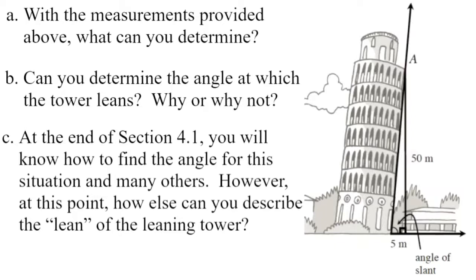So if we look at rise over run, we've got a rise of 50 and a run of 5. We discover that we've got 50 over 5. Well, that simplifies to 10. So we have a slope of 10.